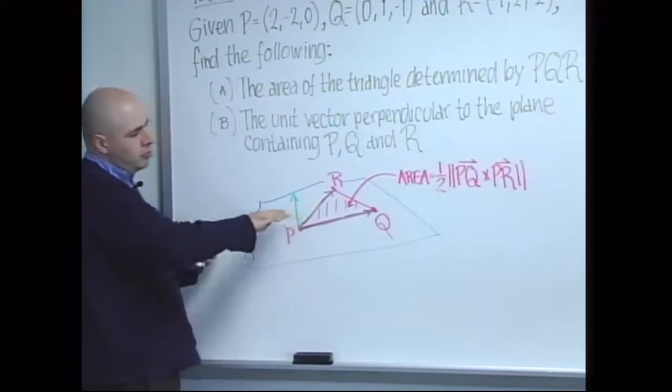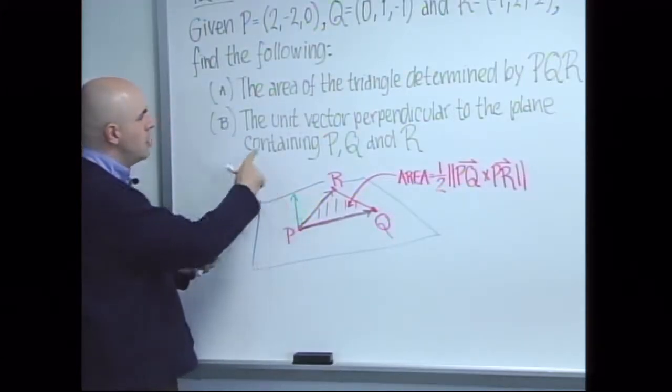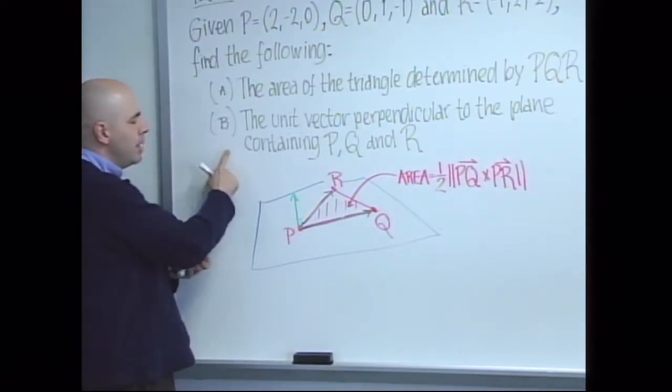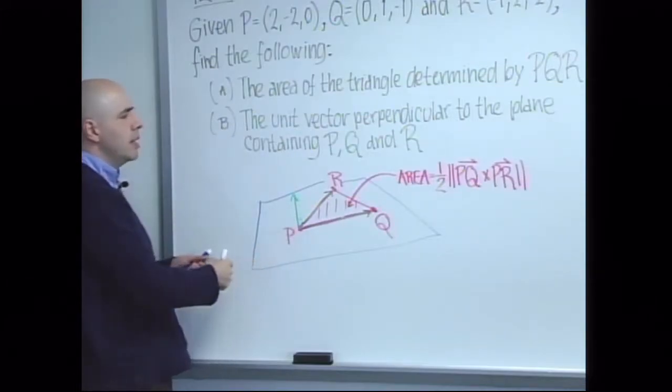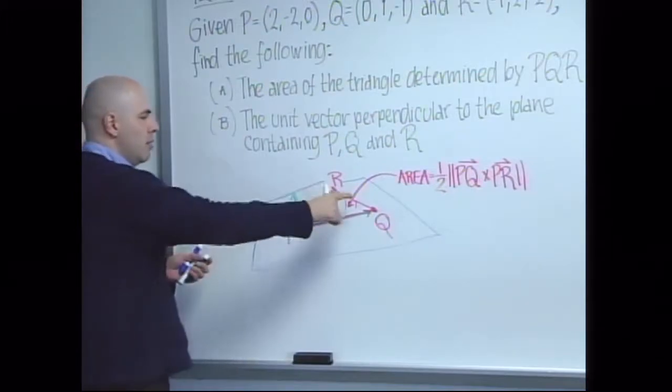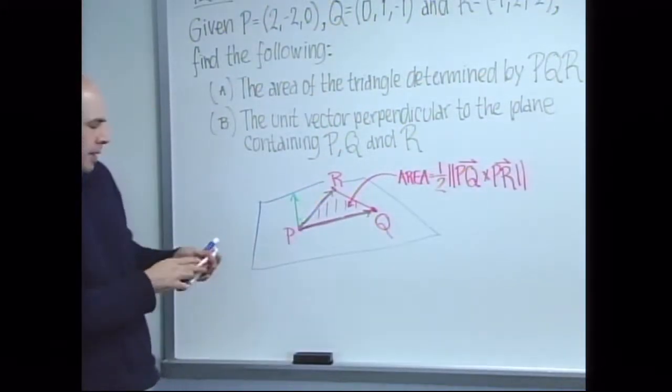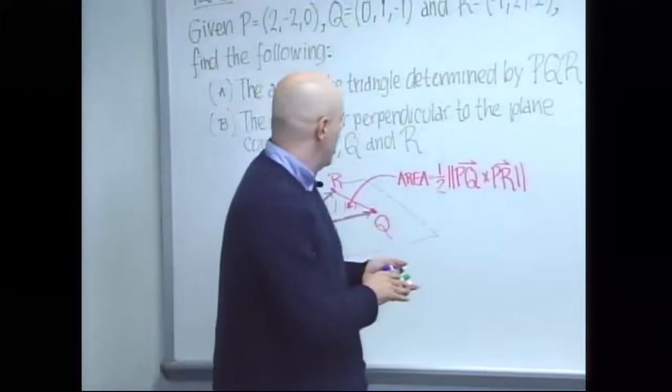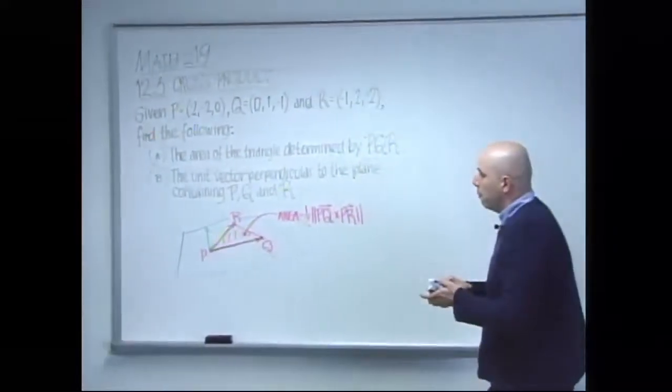Once we are done with part A, in part B we are going to try to find the unit vector perpendicular to the plane containing P, Q, and R. So let me go to the other side and start working on the first part of the problem.